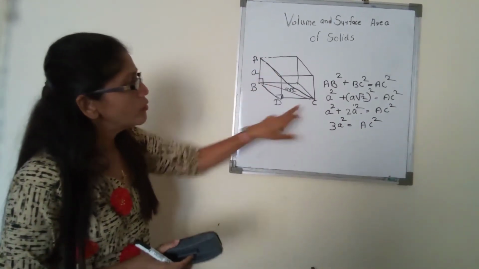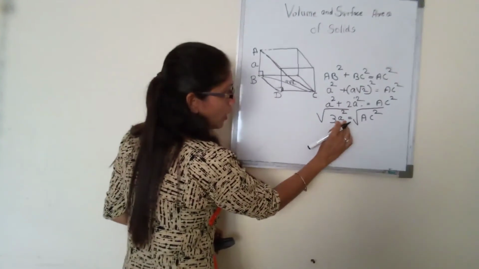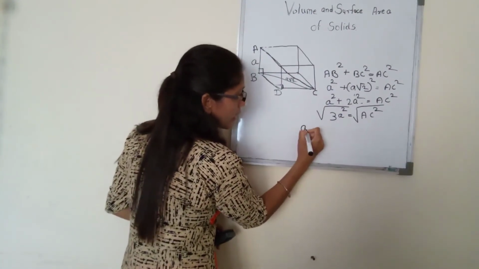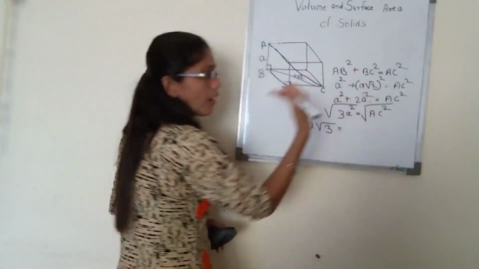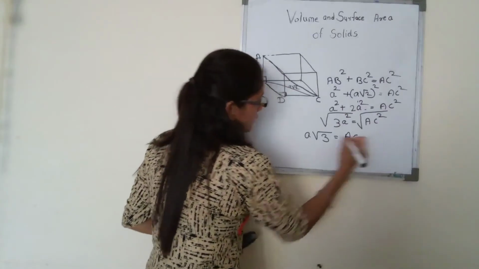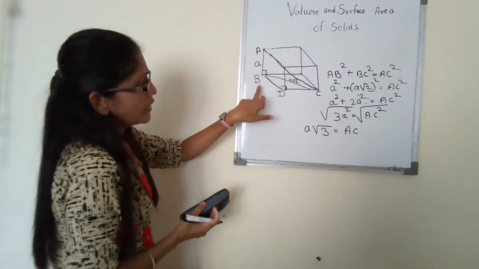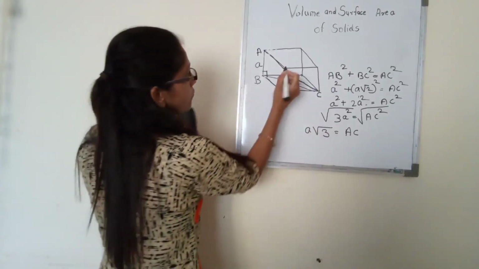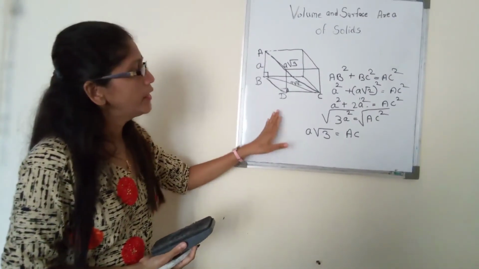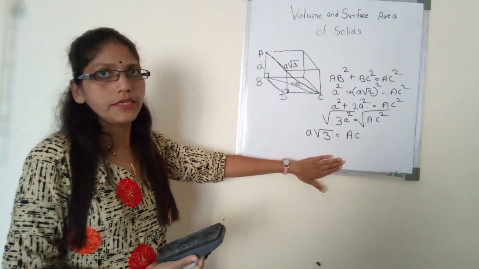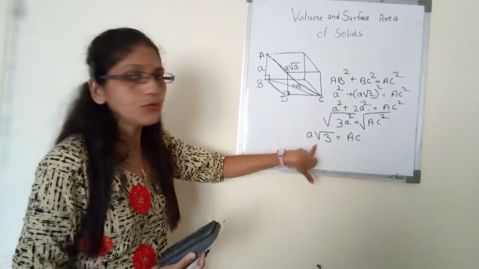So again I have to put the root sign here. a square, I took outside, so a comes. Root 3 is not a perfect square, so I kept it inside the square root, and this comes directly as AC. So we get the formula here: the diagonal of the cube is a root 3. If the side is given, we can directly apply the formula and find the answer. If the side of the cube is given as 5, then I can directly find its diagonal as 5 root 3.